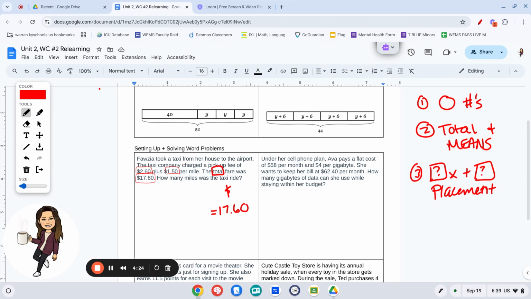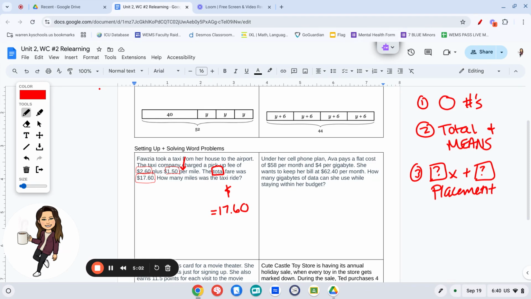So we took a taxi to the airport. The taxi company charged a pickup fee of $2.60 plus $1.50 per mile. Now, number 1, the first thing I'm going to point out is that word per, because we've talked about per, each, every. Those are words that tell you it goes with the variable. But there's another way you can think about this, because you need to think about if something is happening only once or if something is happening multiple times. The multiple times is going to be with the x.